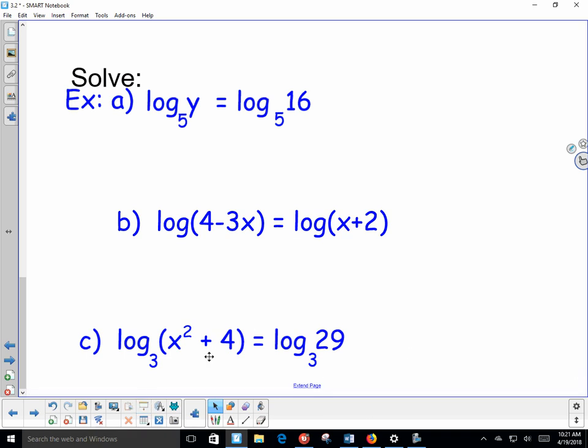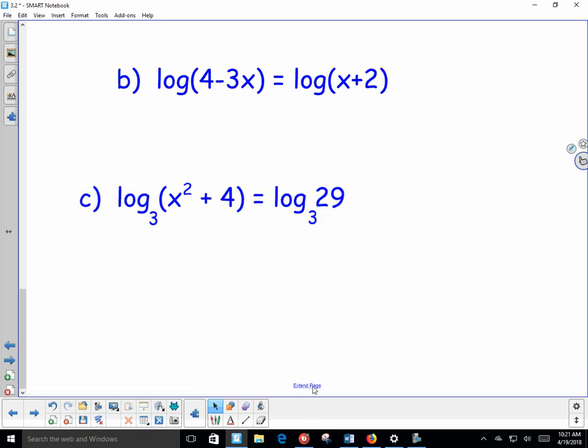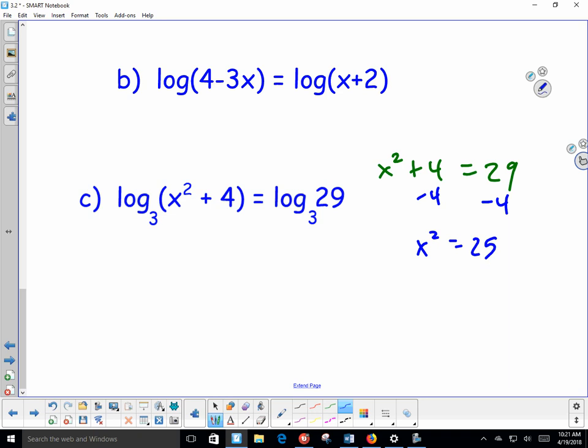So we are trying this. We've got log to the base 3 of x squared plus 4 equals log to the base 3 of 29. Jack, can you help me out with this? You'd set x squared plus 4 equal to 29. Okay, and then what? You're going to subtract 4 from both sides. You get x squared equals 25, so then you're going to take the square root of both sides. You get x equals, would you do plus or minus? So x equals plus or minus 5. Do people agree with that?